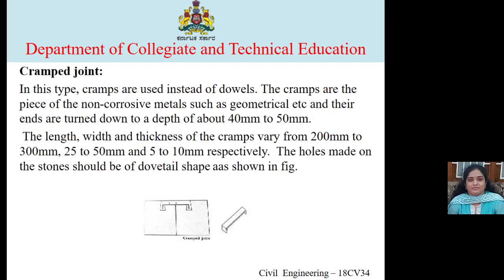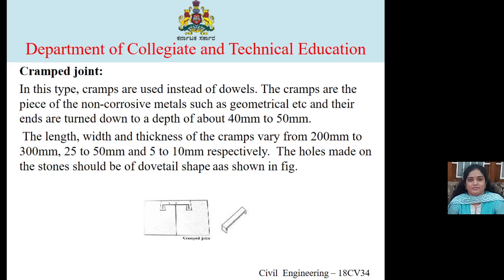The last one is the cramp joint. In this type of joint, here you can see these are two different stones. This is called a cramp here. The C shape is called a cramp, and the groove is filled with cement mortar. This is the cramp actually, so it is called a cramp joint.